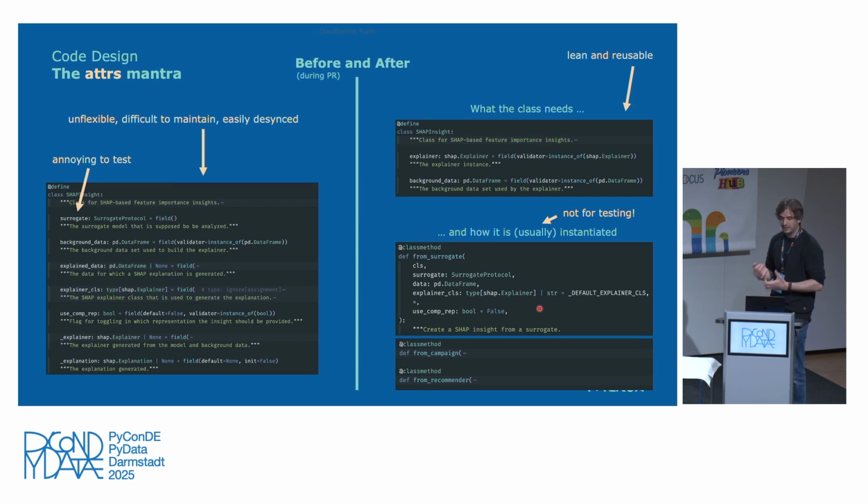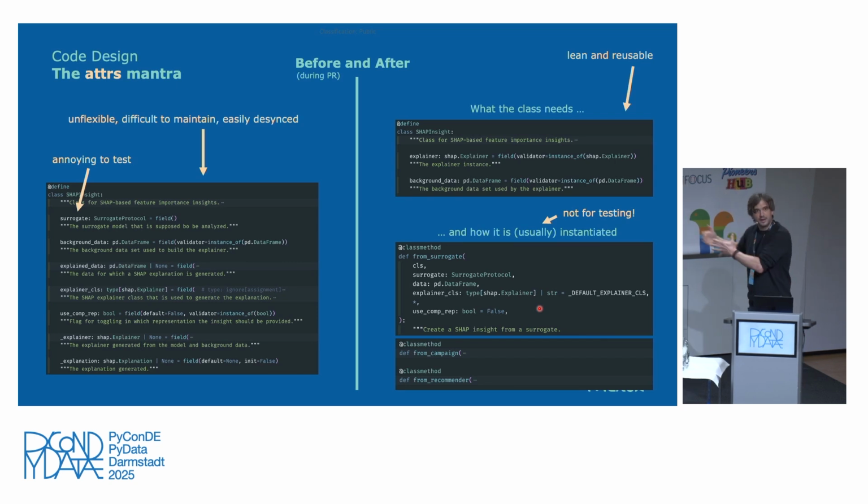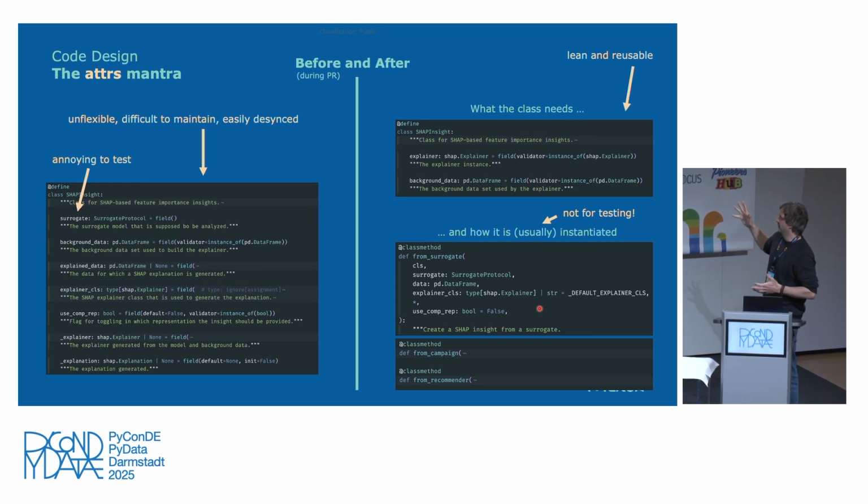And for the instantiation, you now have these different factory methods, which first of all makes the class much leaner, but it comes with the additional bonus that you can now instantiate the class in very different ways, depending on what you actually have at hand. If it's a surrogate model, you instantiate it from the surrogate method. If you have a campaign at the end, you use this other entry point, you know? And this is basically the attrs mantra live. And you can see that most of the time, once it's instantiated, you only care about these two attributes here.